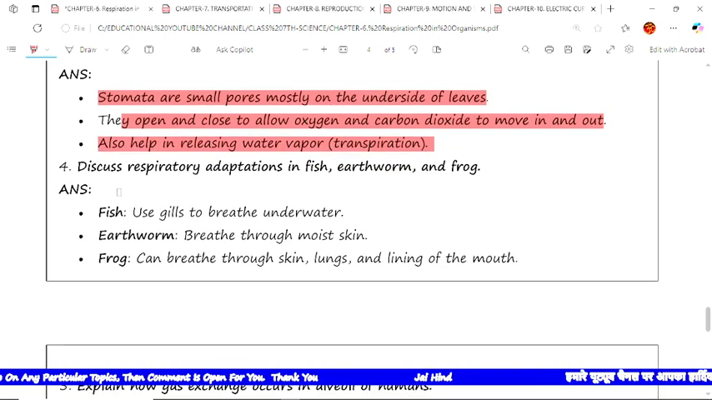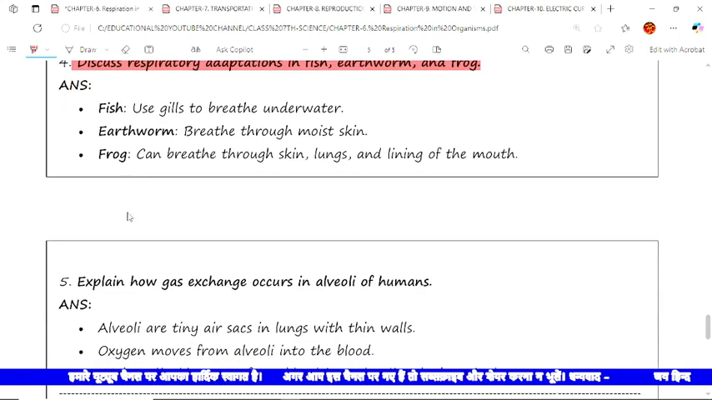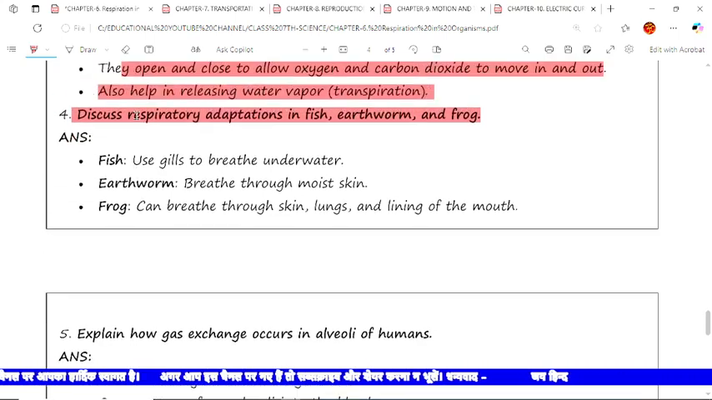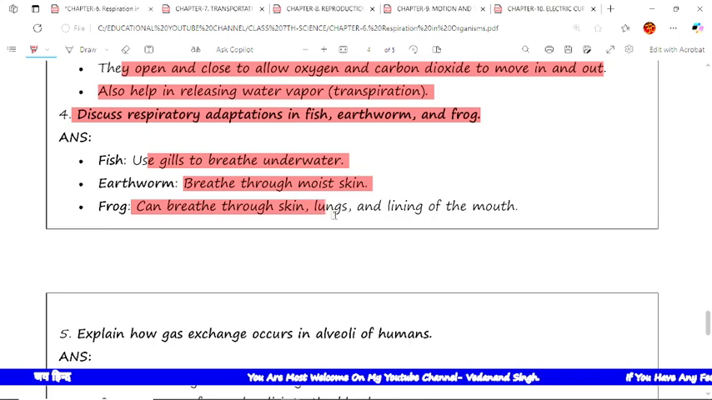Now the long question number 4 is discuss the respiratory adaptations in fish, earthworm and frog. So we will discuss each one by one. First, fish use gills to breathe underwater, the earthworm breathes through its moist skin, and the frog can breathe through the skin, lungs and lining of the mouth. So these are the 3 for the frog: we can get the skin, lungs and mouth too.